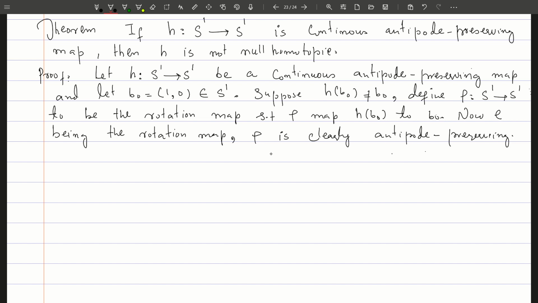Also, H is given to be antipode preserving, hence their composition is antipode preserving. Hence, the composition rho composed with H is antipode preserving.